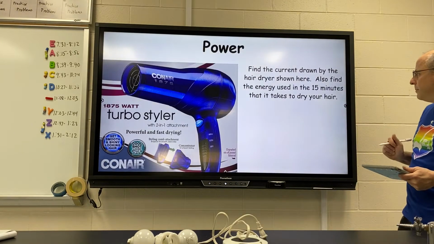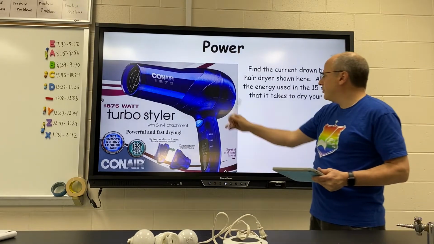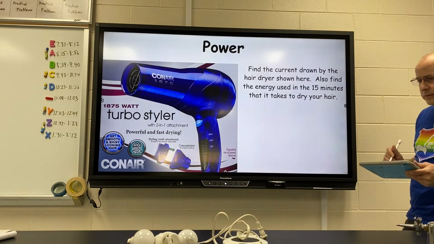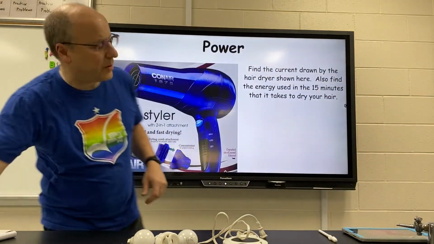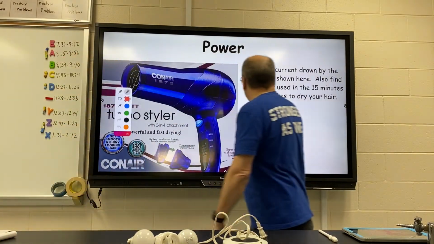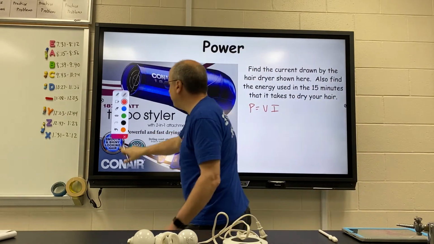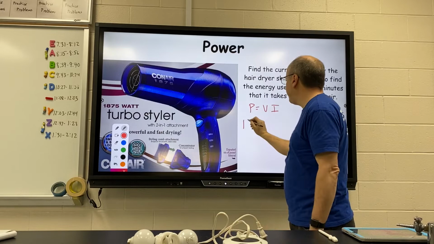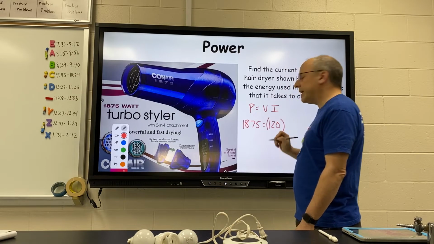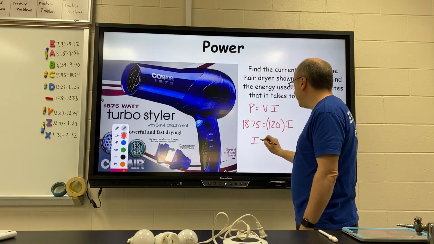I'd like you to do some math with this. So I'd like you to find out how much current is used by that hair dryer and also how much energy is used in 15 minutes. So we do our two formulas. We do power equals VI. The power, it tells you, is 1875. The voltage for an American outlet is 120, and we solve for I.